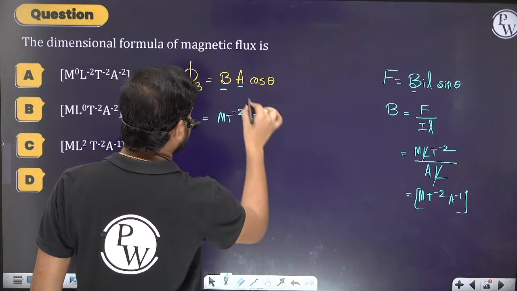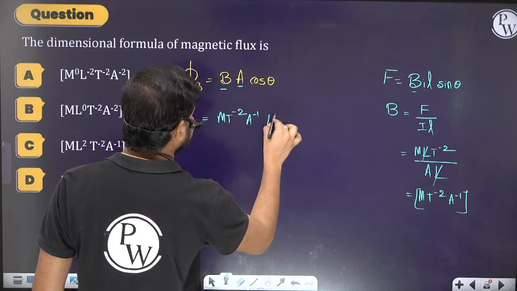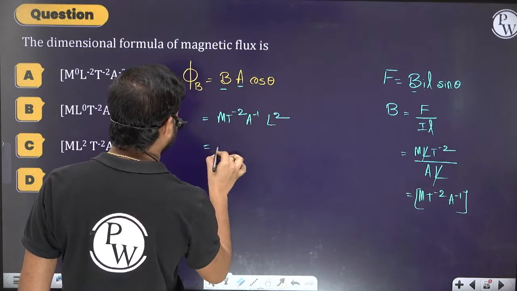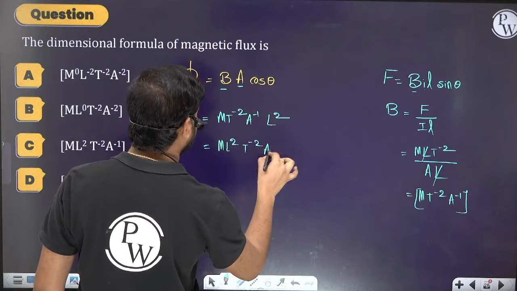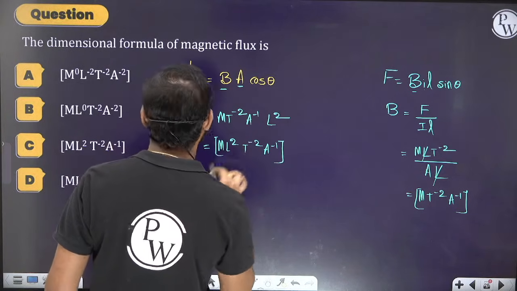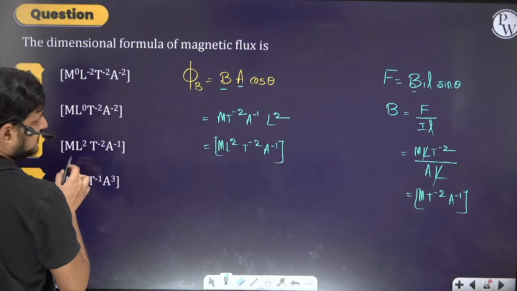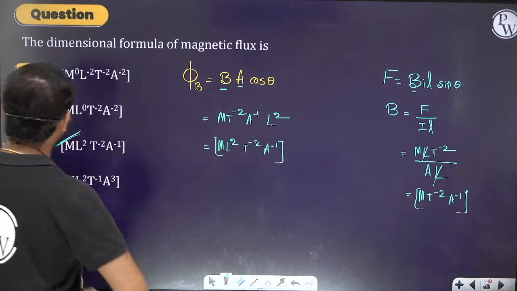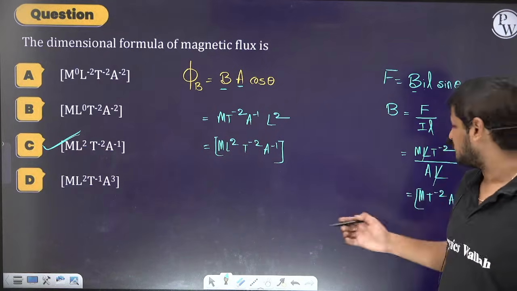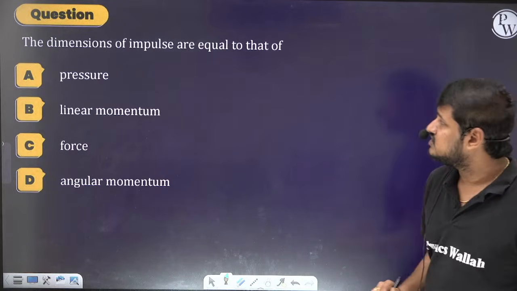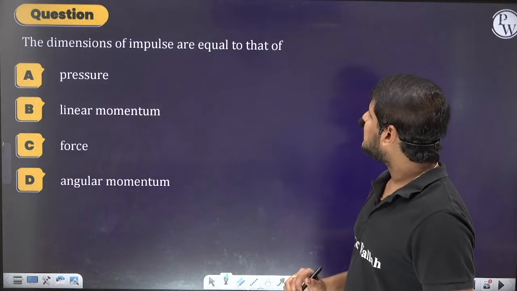And then area, which is L squared. Cos theta does not have any dimensions. So finally M L squared T to the power minus 2 A to the power minus 1. Option C is the correct one. Understood, guys? Chalo, next.